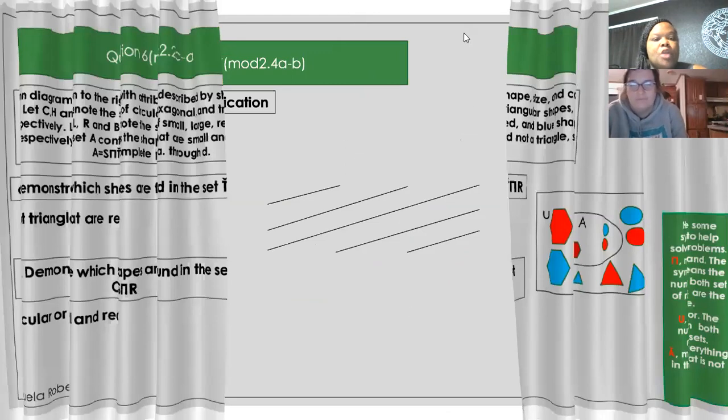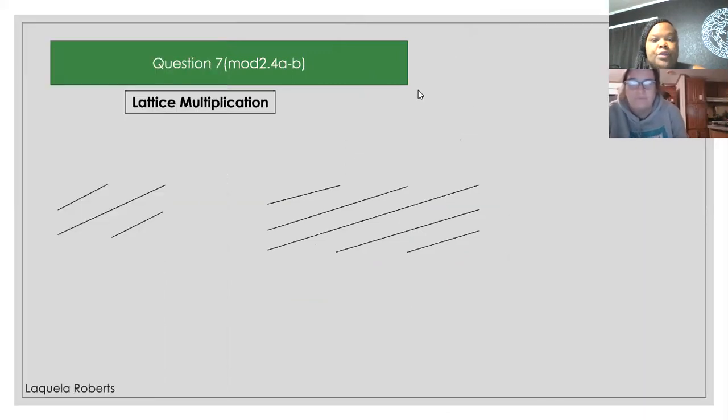All right, Miranda. Question 7, mod 2.4, A through B. Lattice multiplication.